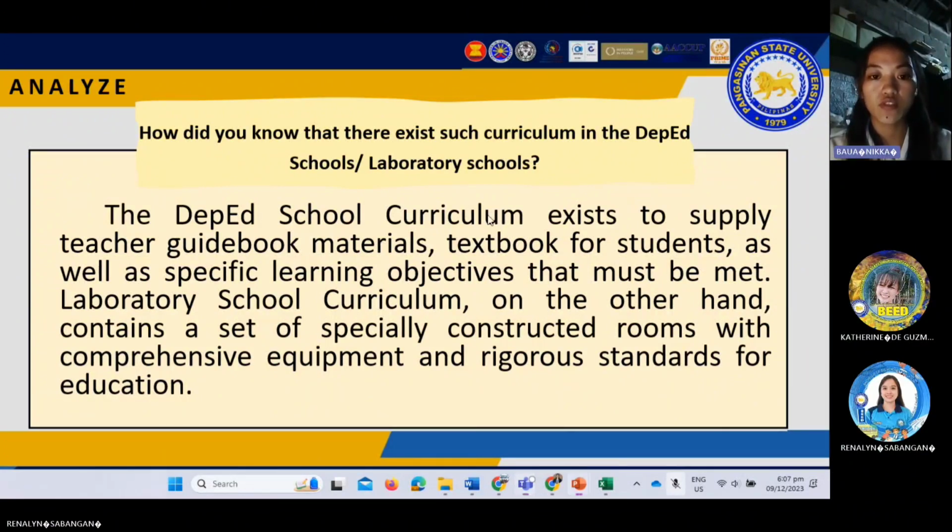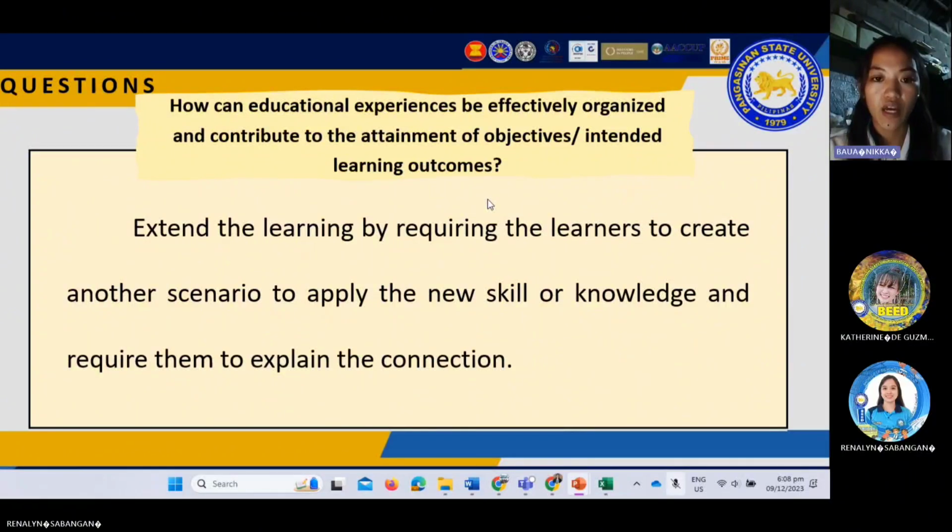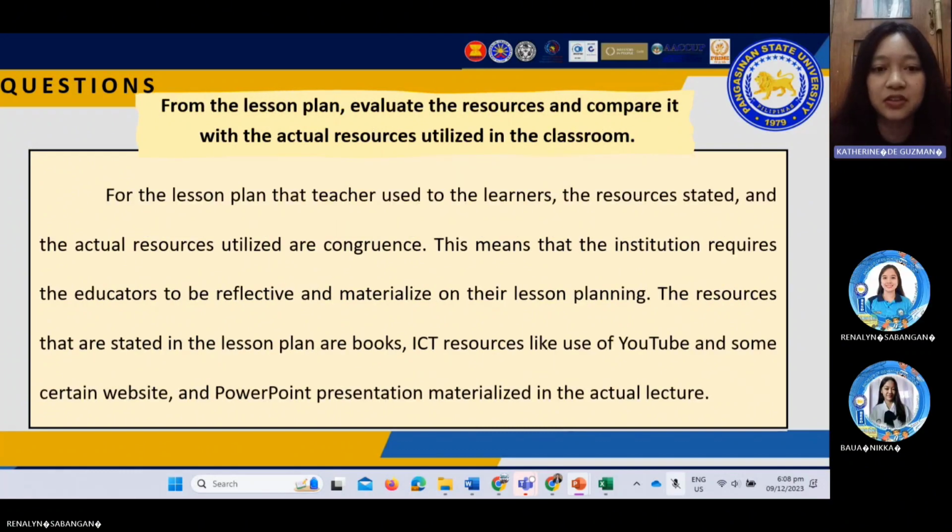For the second question, how can educational experiences be effectively organized and contribute to the attainment of objectives or intended learning outcomes? Extend the learning by requiring the learners to create another scenario to apply the new skill or knowledge and require them to explain the connection.